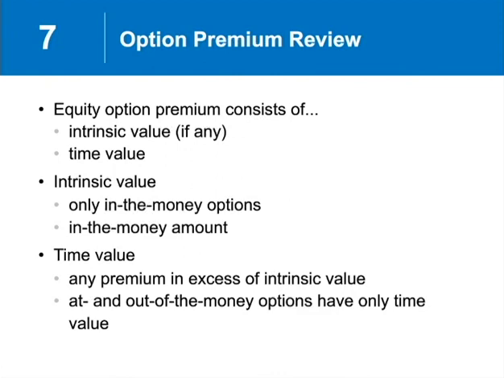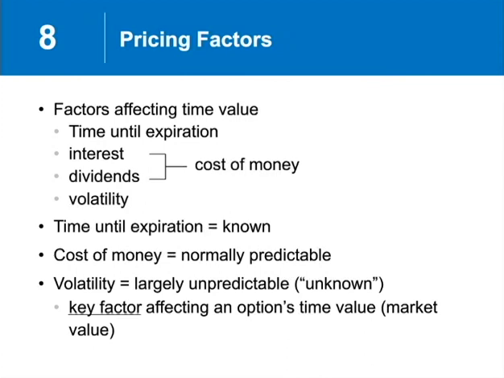So, understanding the two components of an option price or premium: one, intrinsic value, if in fact there is any in-the-money amount, and then the other portion is time value. Now, the factors that affect time value up until expiration, those option pricing factors, are time itself, how much time to expiration, the cost of money. And when we talk about cost of money, we're talking about interest rates and dividends. And then, as I say, this whole idea of volatility.